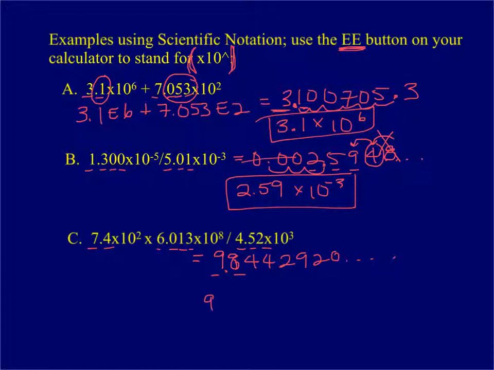I'm going to make my answer 9.8 times 10. And let's see how many places I moved that. That would be moving it 1, 2, 3, 4, 5, 6, 7 places. My number was originally huge, so that would still be a positive exponent there.